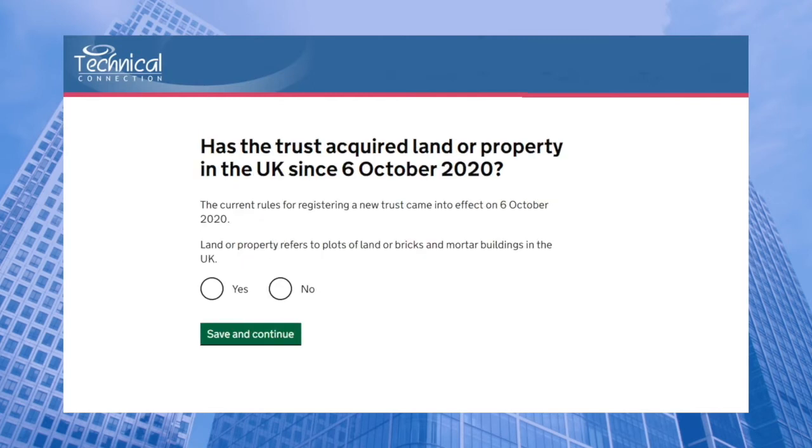The next question is about whether the trust has acquired land or property in the UK since the 6th of October 2020. Land or property refers to actual plots of land or bricks and mortar. If you have a trust holding just investments, then the answer here will be no. If your trust does hold land or property, then you would need to answer yes.